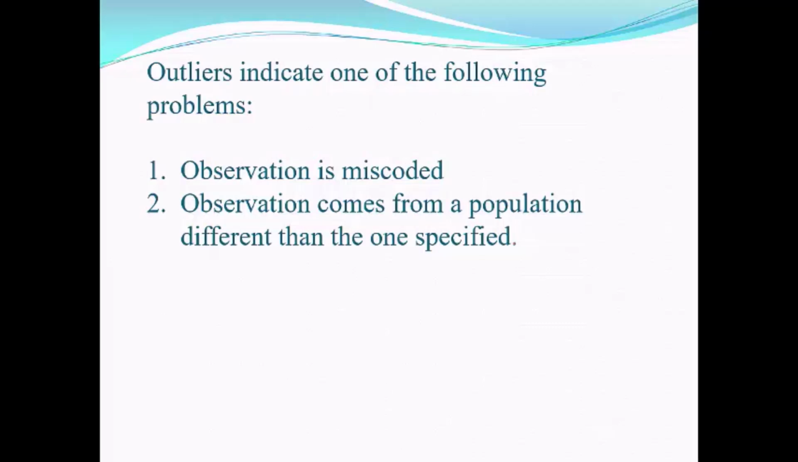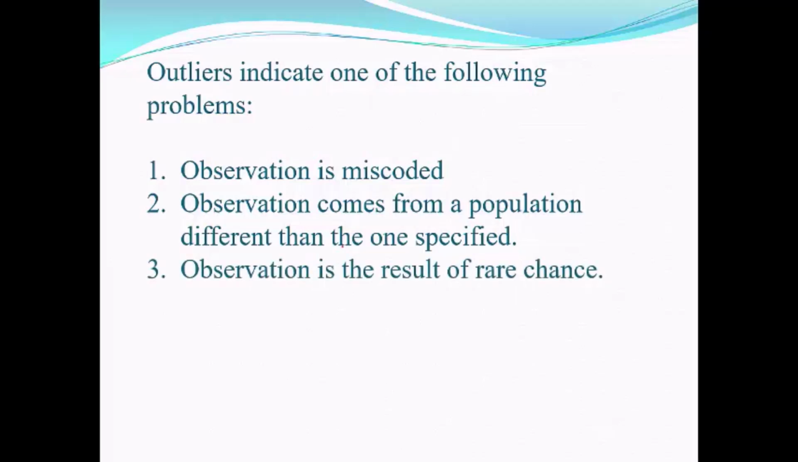But that observation came from a population of homes different than the one the student thought they were working with. And so that could be a reason. And then thirdly, the observation is a result of what we're going to say rare chance. And I'll use this word loosely here.